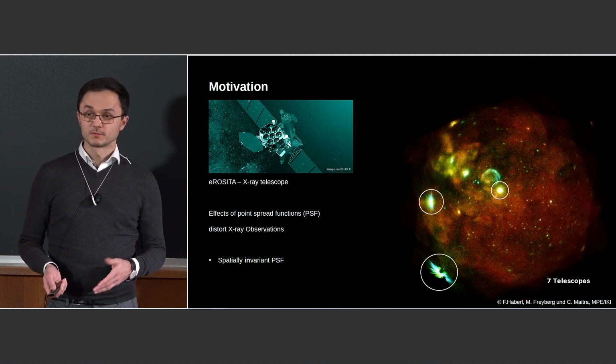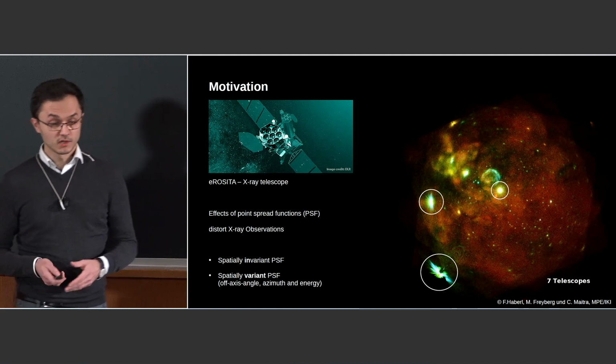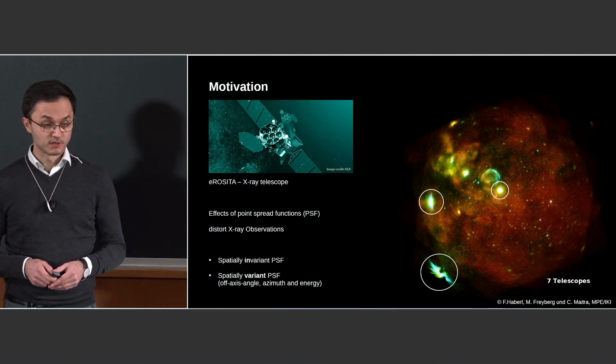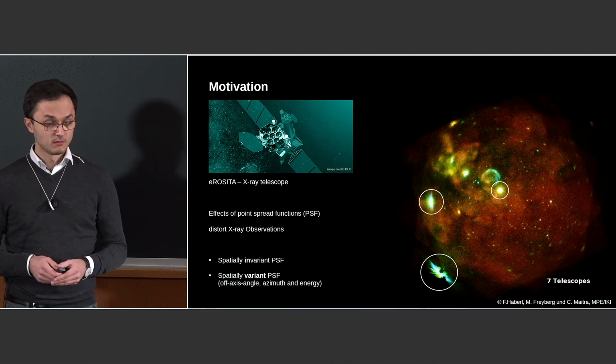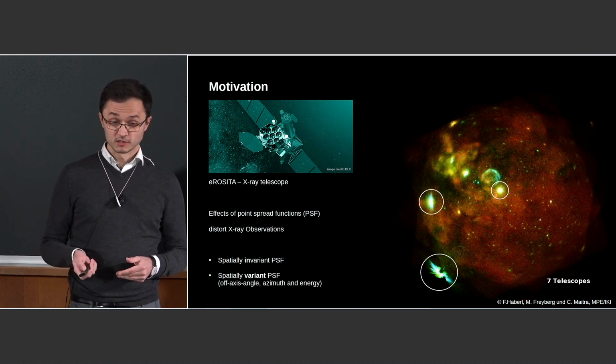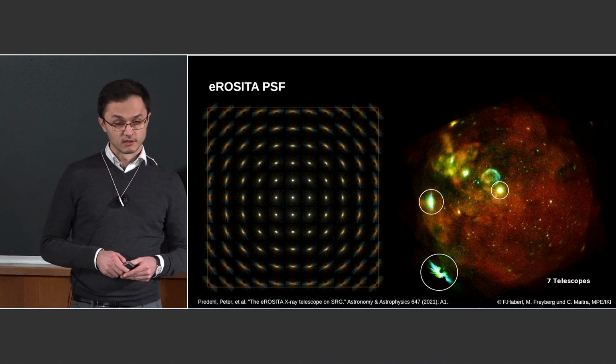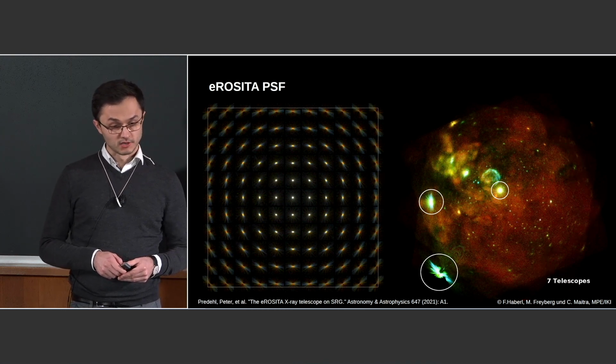spatially invariant point spread functions and spatially variant ones. So here we clearly have spatially variant ones because they change with the off-axis angle, with the azimuth, and with the energy, which can also be seen in this graph, which was mapped out at the laboratory in Garching.